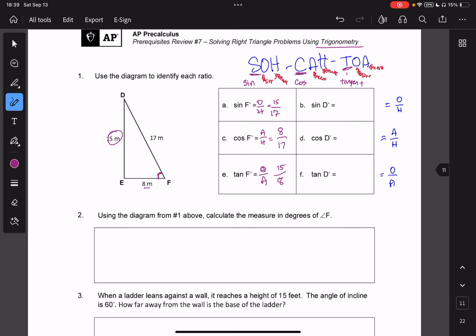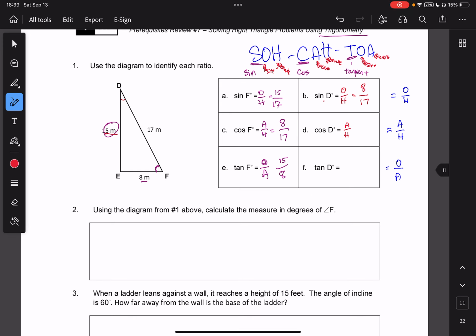Okay. Now we're going to do sine of D. Well, D is over here. So, opposite over hypotenuse. The opposite is 8. The hypotenuse is 17. Cosine, CAH. Adjacent over hypotenuse. What is the adjacent? 15. What is the hypotenuse? 17. TOA. Opposite over adjacent. What is the opposite? 8. What is the adjacent? 15.